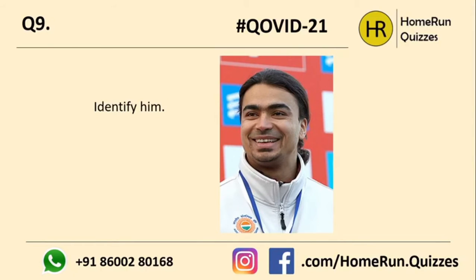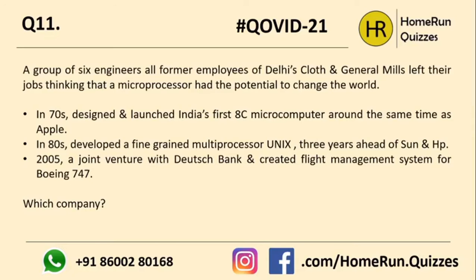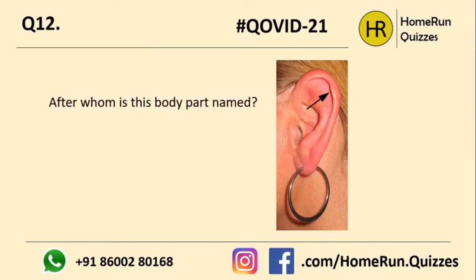So this person, question 9, is Shiva Keshavan, the luge player. Slumdog Millionaire is based on this book by Vikas Swarup. Question 11, all of these people went on to start HCL in Bangalore. Question 12, after whom is this body part named? So this was Charles Darwin.